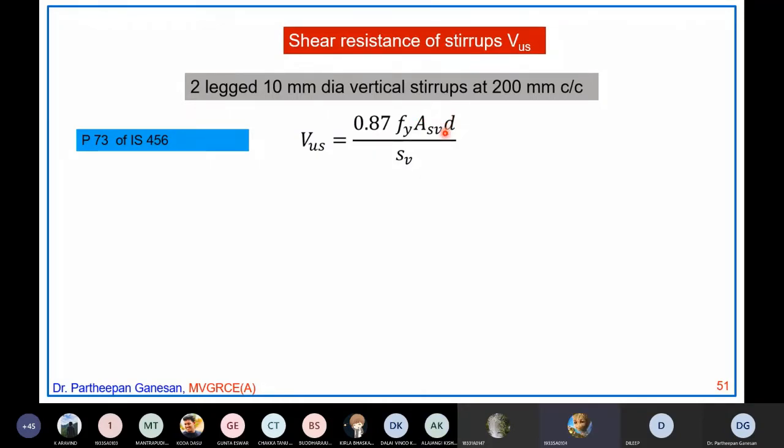Area of vertical stirrups. Two legs are there, so ASV is 2 into pi by 4 into 10 square. D is 550, which we found out.